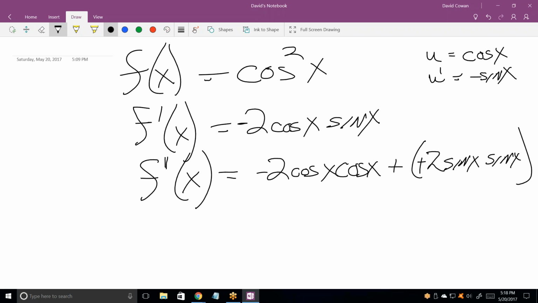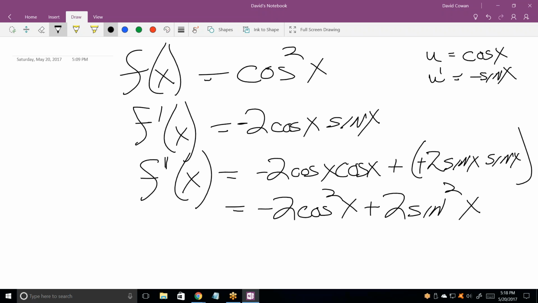Right? Okay. Now notice what we have. We have minus 2 cosine squared x plus 2 sine squared x. Well, that can be simplified, believe it or not. First of all, what can I factor out? Sorry, it cannot be simplified. Well, it can be simplified a little bit, but you don't really have to.